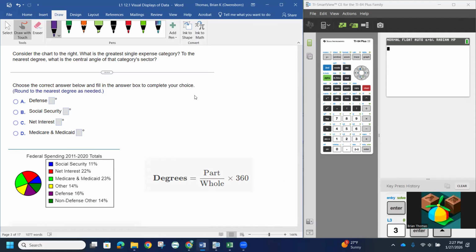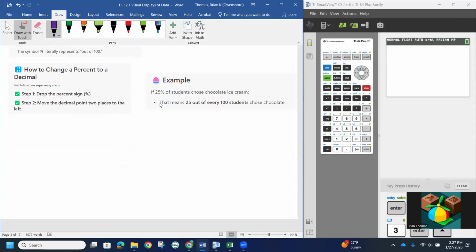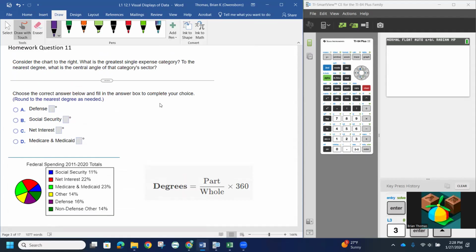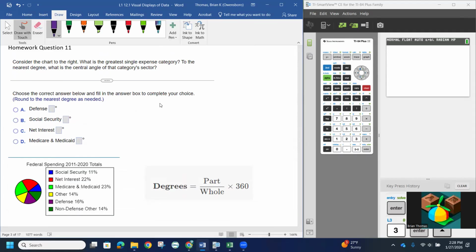So in our problem here, I think I'm just doing part of this one. I don't think I've answered all of it. I think I just did the degree part. But the greatest single expense category, based on what we're seeing here, is this is federal spending from 2011 to 2020. I'm seeing the light green Medicare and Medicaid takes the biggest chunk of federal spending, around 23%. So that would be the biggest category.